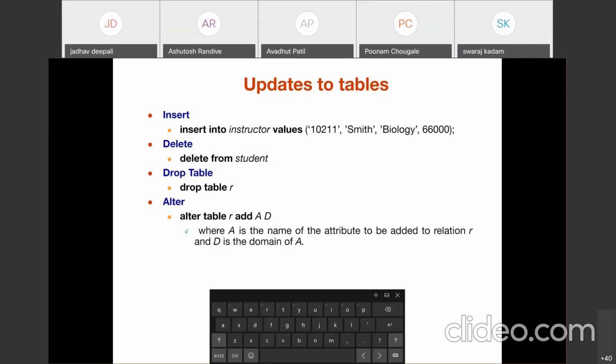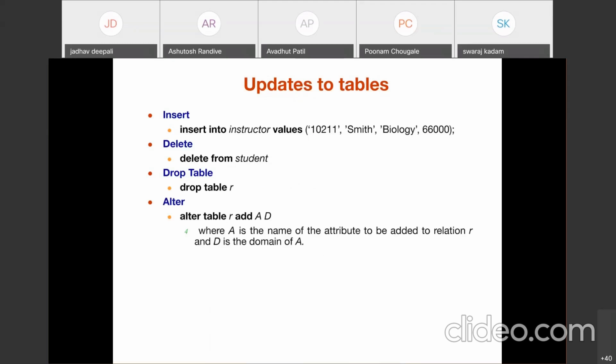In this example, suppose in the student table I want to add a new attribute, that is address of the student. How do I write it? Alter table student add address varchar 20. Suppose I give it the domain type varchar 20. When I execute this command, the new attribute, address, is added into the student table. Now what happens with the previous values that are stored in the student table?